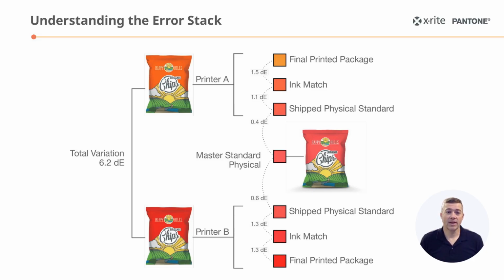This significant variation means the packages look entirely different, which is something the brand owner cannot accept. The error stack highlights how even small deviations, when added up across a process, can lead to unacceptable outcomes in the final product.